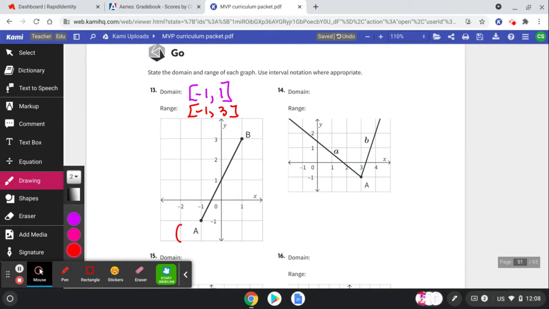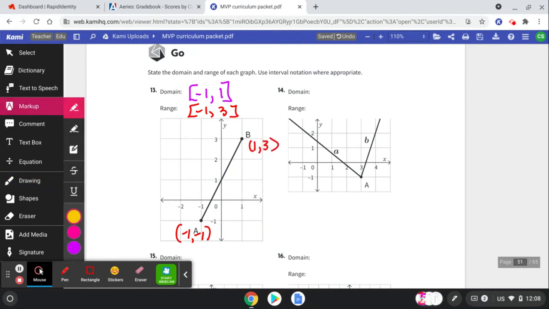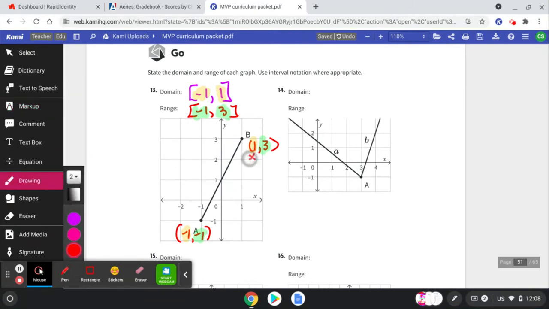Some people like to write out the coordinate pair here of -1, -1, and 1, 3. And then they notice that the x values, -1 to 1, are the domain, and the y values, -1 to 3, are the range. So writing out those coordinate pairs can really help you identify the x values for the domain and the y values for the range.